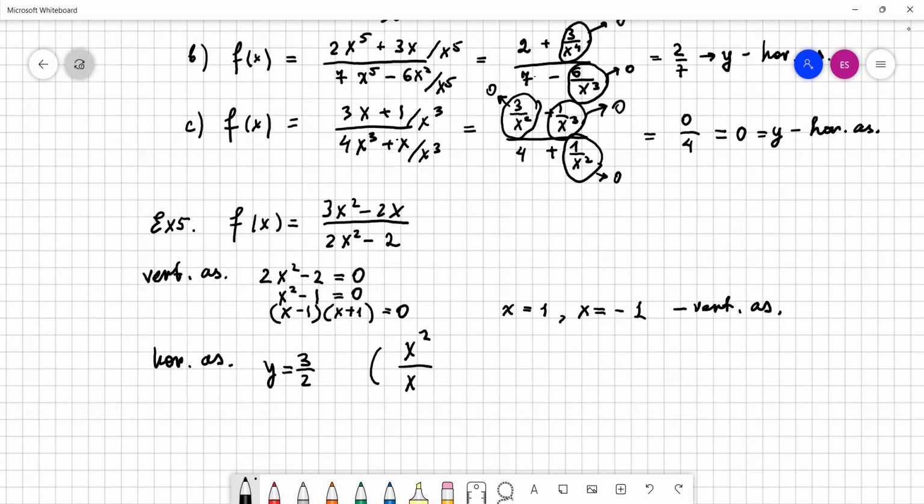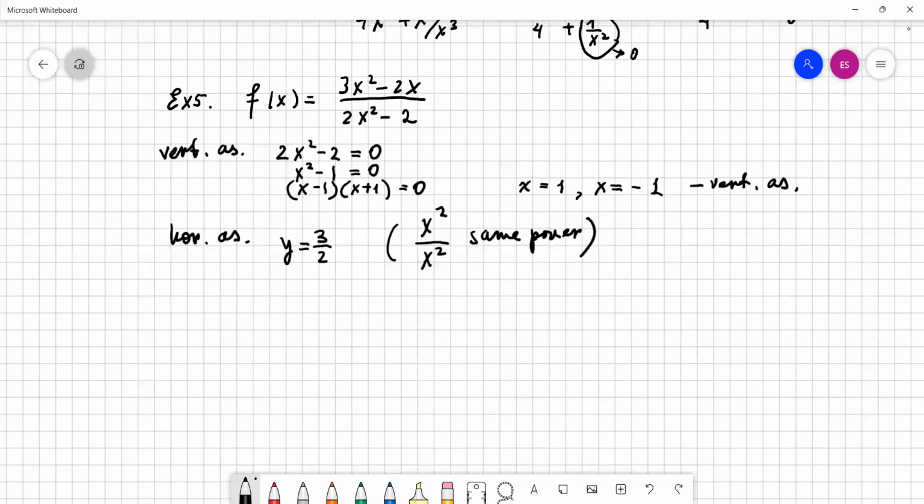x squared over x squared, same power. Now, for horizontal asymptotes, I'm not going to ask you to find out on which side it's approaching the horizontal asymptote exactly. It's too much work for you. But for vertical asymptotes, you can do it. It's not very difficult. So what are we going to do, guys?